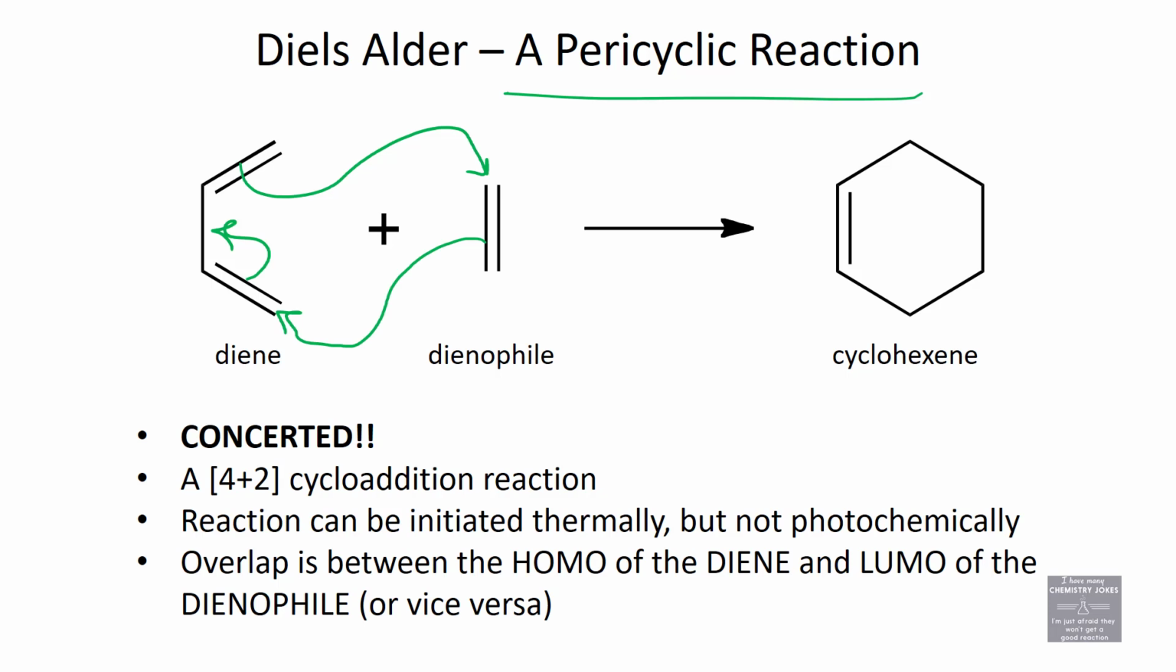A pericyclic reaction happens like that. 3 arrows all at once. It's a concerted mechanism. 3 arrows all at once. It doesn't matter if I go clockwise or counterclockwise here. It's the same either way.